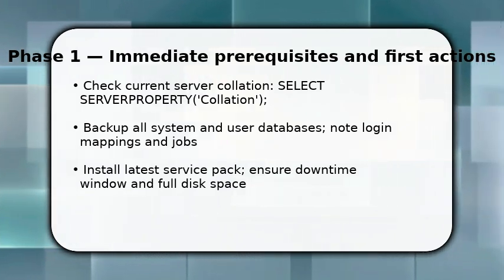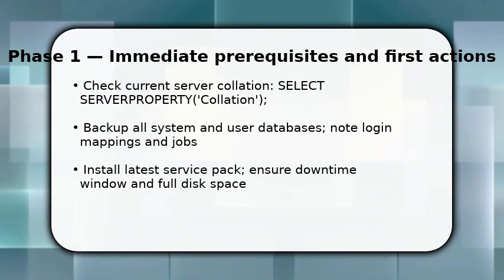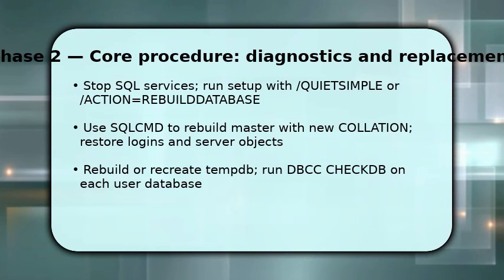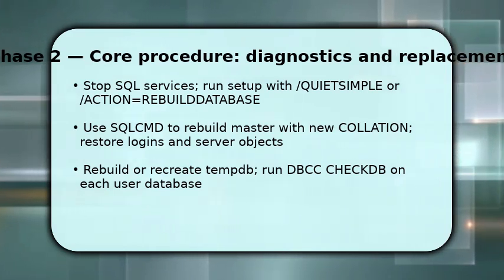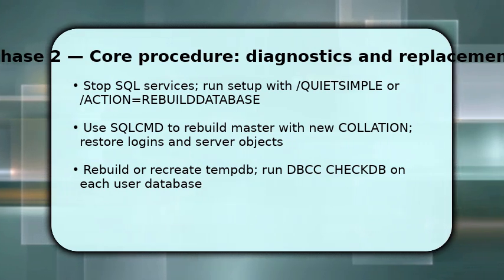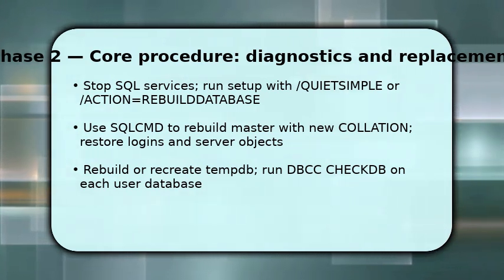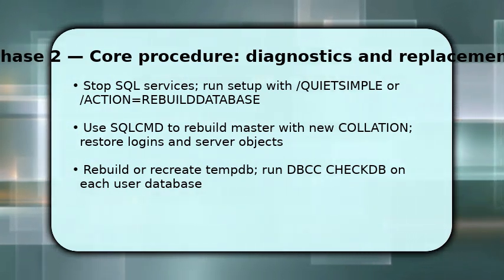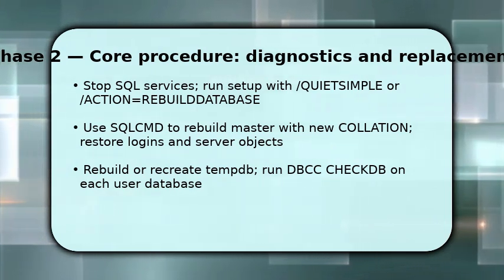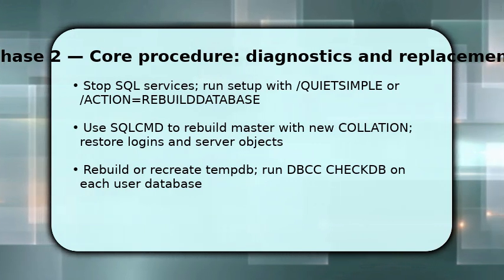You stop SQL services and run the SQL Server Setup rebuild process to change the server collation. Use the /ACTION=REBUILDDATABASE or the supported setup switch that specifies collation. Then start SQL in single-user mode and use SQLCMD to recreate logins, server-level objects, and restore the system databases from your backups if needed.